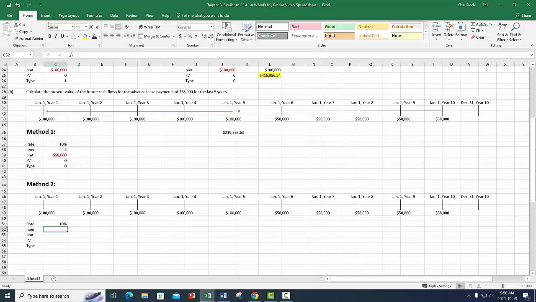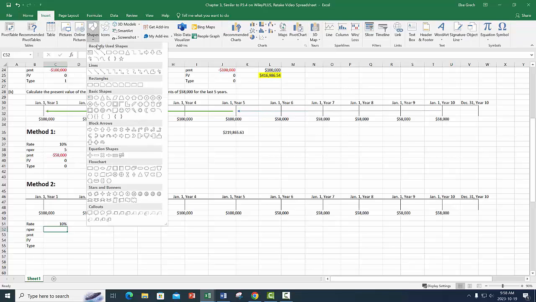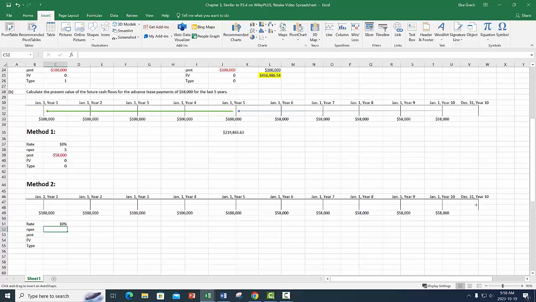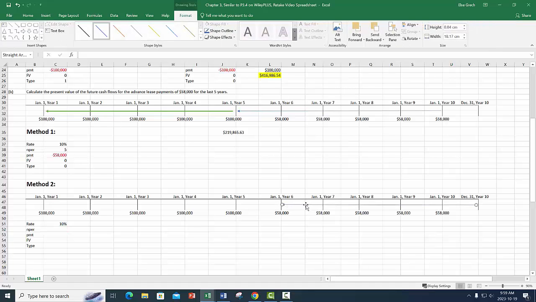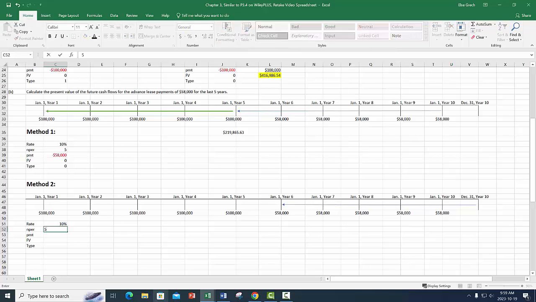Now, I'm going to look at it differently. I'm going to insert my line. There we go. Okay. I am taking it back to here. I'm going to recognize that this is at the beginning of the year and that I'm present valuing from this point. So I'm going to say that the number of periods is 1, 2, 3, 4, 5. So the number of periods is 5. And the payment is again the 58,000. My future value is 0. I'm going to do it as type 1 because to me, that's the right way of doing it.